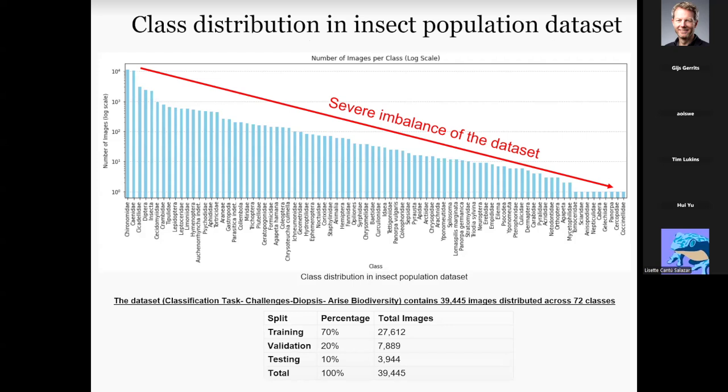So here is the dataset that I used from Naturalis Biodiversity Center. As you can see, the dataset is highly imbalanced. Some classes have 1, 2 images, 3, 4. Some classes have around 10, while some have around 100, even 1,000, even 10,000. So in total, the number of images for this dataset is 39,445, distributed across 72 classes. And 70% of this data was used for training, 20% was used for validation, and the remaining 10% was used for testing.